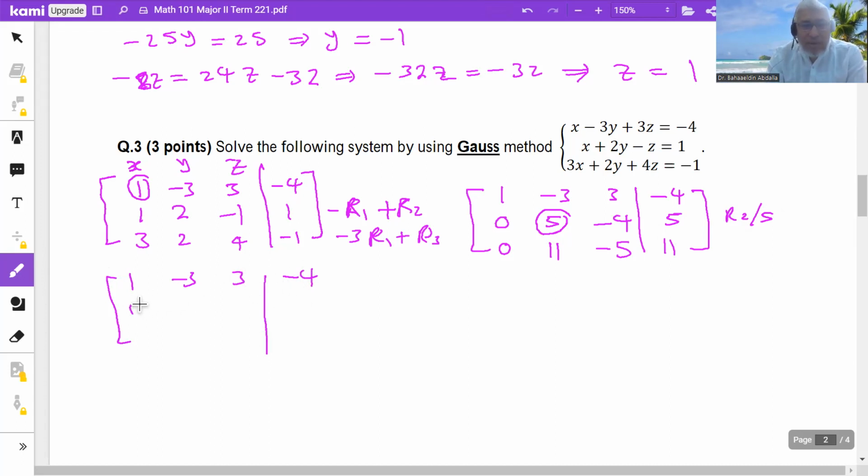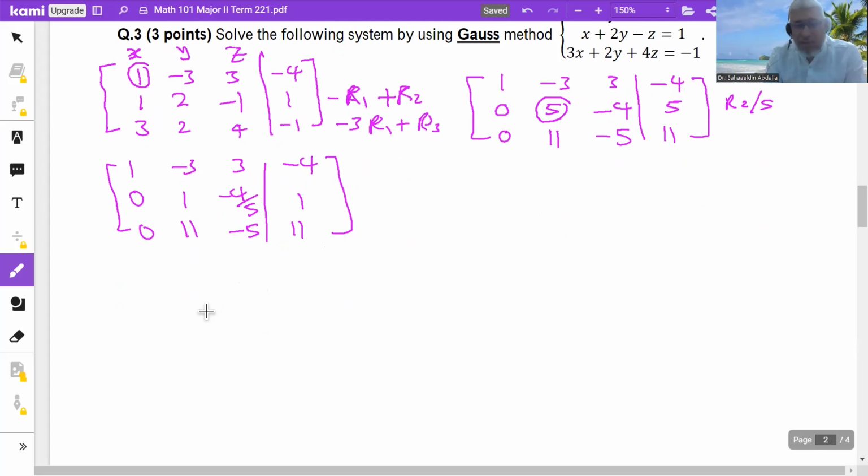The second row will be 0, 1, -4 over 5, and 5 over 5 is also 1. And the third row as it is. Now, I made this number 1. In the Gaussian elimination method, I use this 1 now to make the number below it 0, to make them zeros. So let me use 1 to make 11 0.